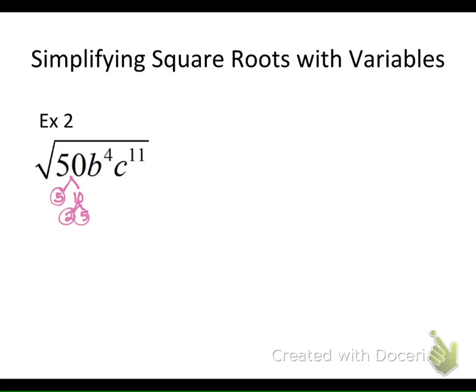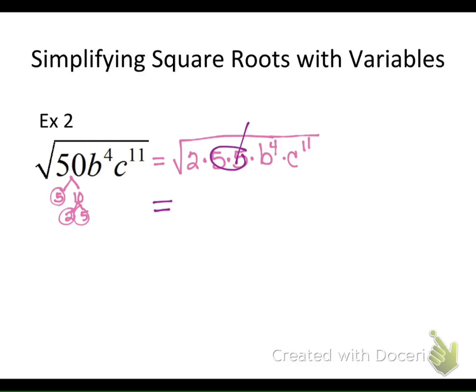Okay, I come up to the right. I put my square root sign. And what are my number factors that I'm going to put under there? 5 times 5. And then what are my variables I'm going to put under there? B to the 4th times C to the 11th. Okay. Now from here, I circle my factor pairs. What are my factor pairs? 5. My factor pair cancels with the square root. It moves to the outside as the coefficient.